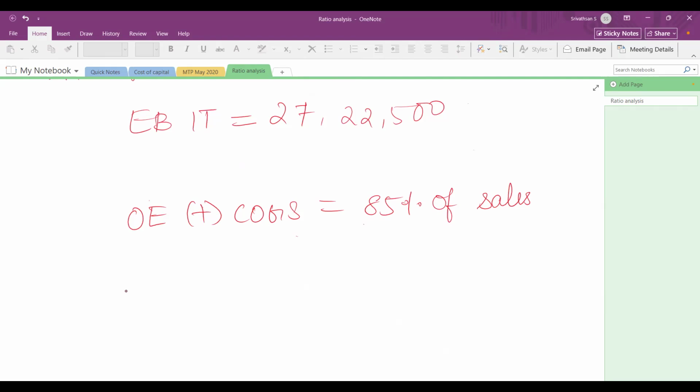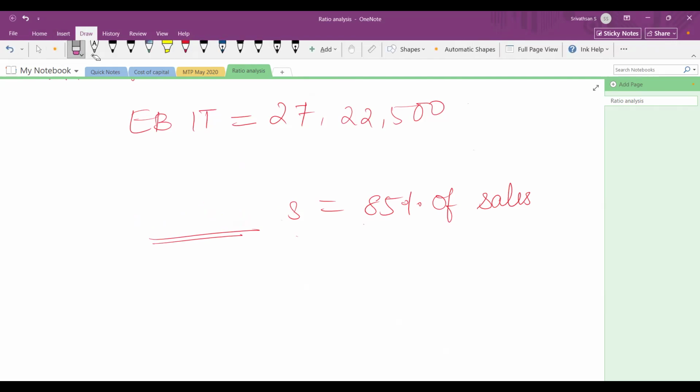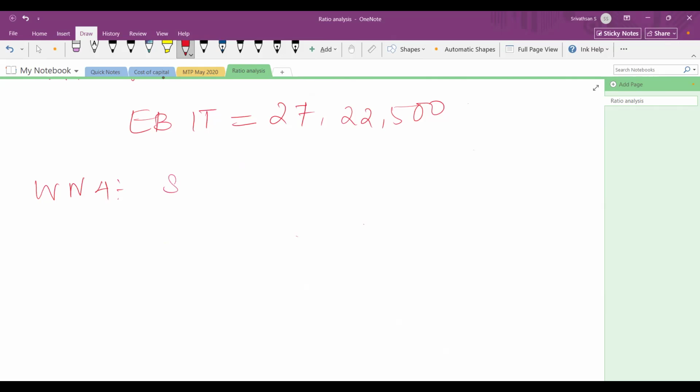Then what is that remaining 15%? That 15% is your EBIT, because sales minus COGS is gross profit, minus operating expenses is EBIT. So if these two things put together, it is 85%. Remaining 15% is EBIT. So do working note number 4. 15% of sales is equal to EBIT. Working note 4, calculation of sales. 15 by 100 into sales is equal to EBIT.